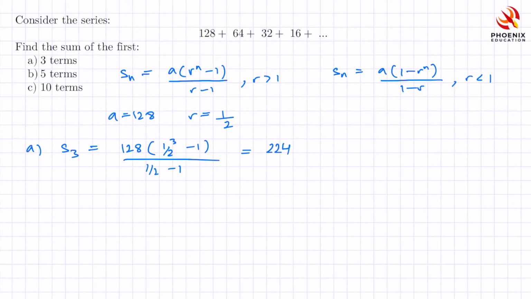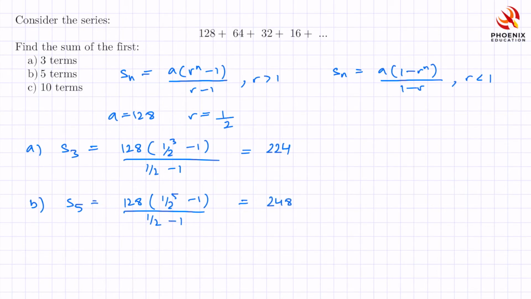Now part B. We repeat the same steps. We want S5, which is equal to 128 times half to the power of 5, minus 1, divided by half minus 1. Plugging this into the calculator, we get 248.